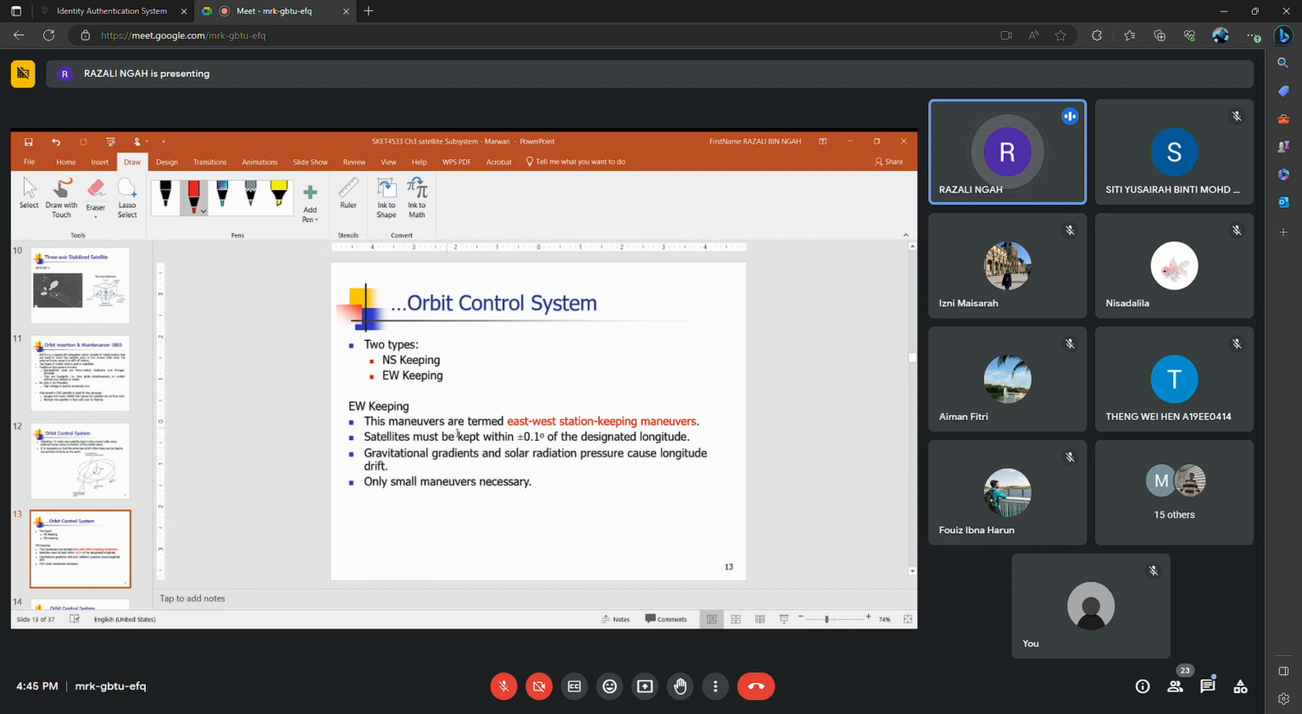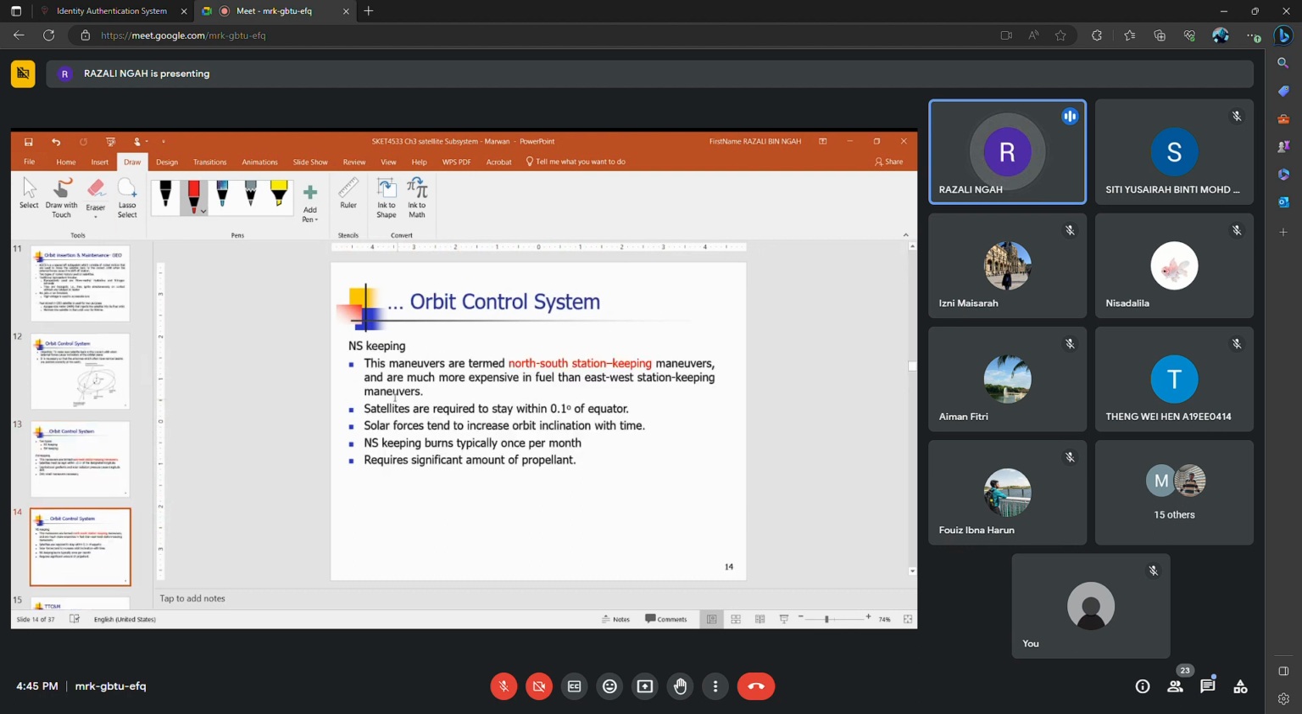Based on theory, east-west keeping requires a small maneuver. I mean, we require a small amount of fuel to turn on the rocket motor. But for north-south keeping, we require more fuel so that the satellite can move to the correct position.